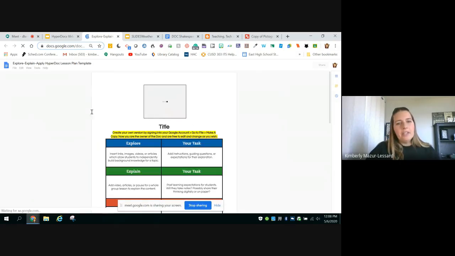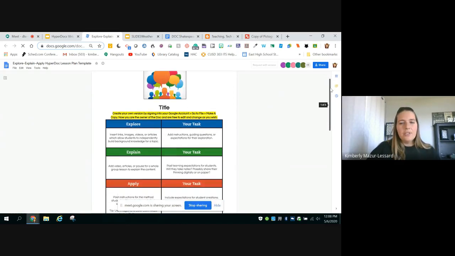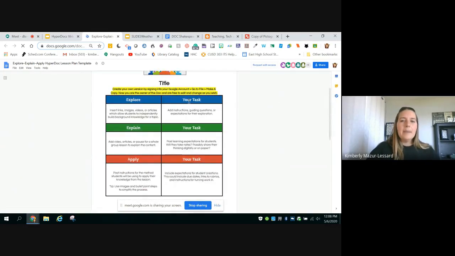Here's a template that you are able to adopt and change, and guide students through these stages or steps of learning. In the explore stage, as you can probably guess, you're asking students to explore a topic, right? So you are putting information out there.